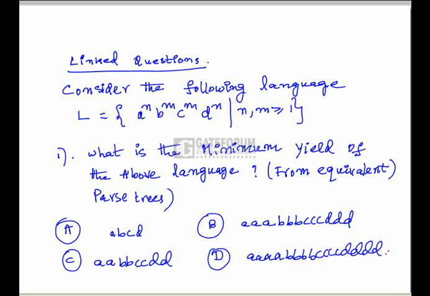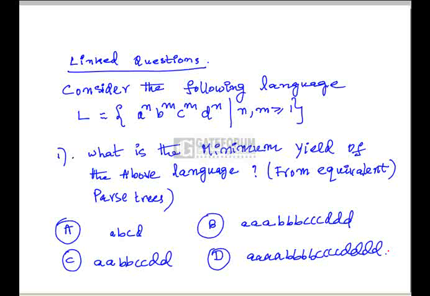This is a linked question. The data given is, consider the following language: L is equal to a power n, b power m, c power m and d power n, such that n, m is greater than or equal to 1. So n number of A's followed by m number of B's followed by the same number of C's followed by n number of D's. A's and D's are equal, B's and C's are equal here. What is the minimum yield of the above language from the equivalent parse tree?